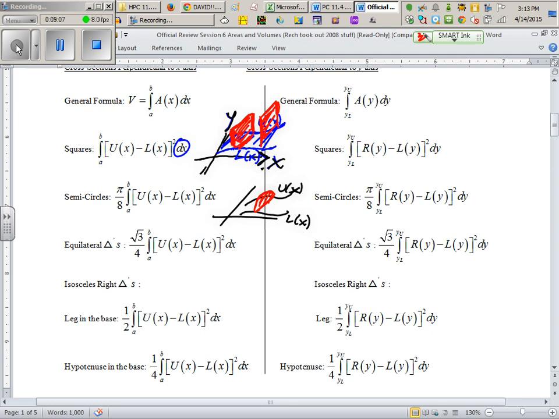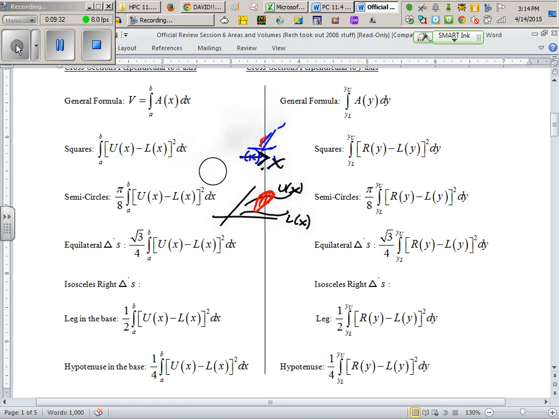But notice that this formula is exactly like the square one, with the exception of the leading coefficient. So here in the squares case, there's nothing out front, but in the semicircle case, there's a pi over 8 out front. That's the only difference. And same thing with equilateral triangle. There's a square root of 3 over 4 out front. See? And the isosceles right triangle, there's a 1/2 out front. In the hypotenuse and the base, there's a 1/4 out front.